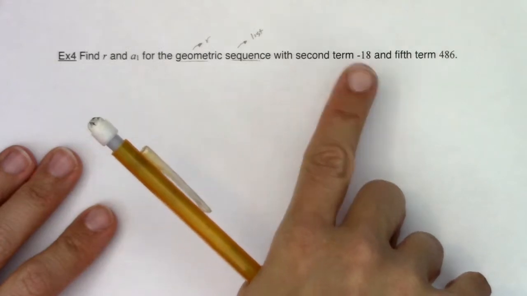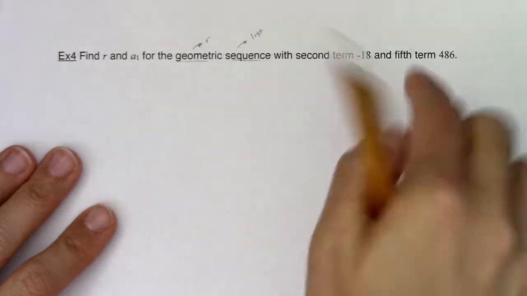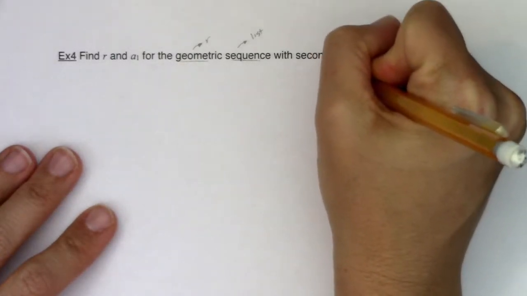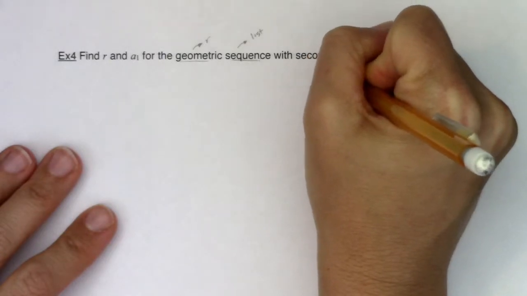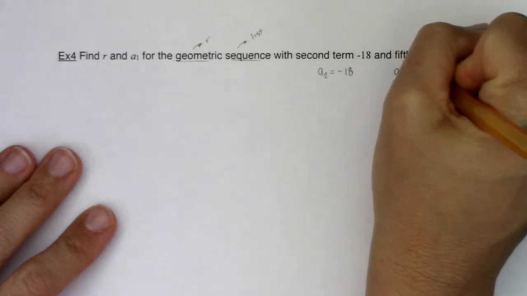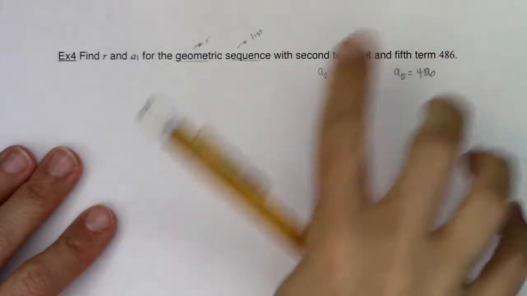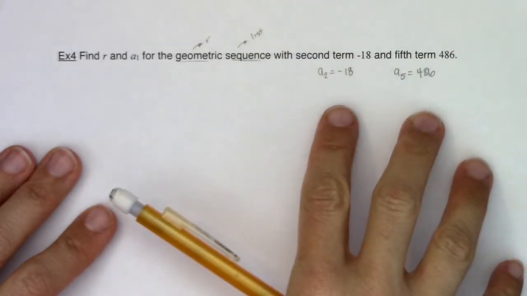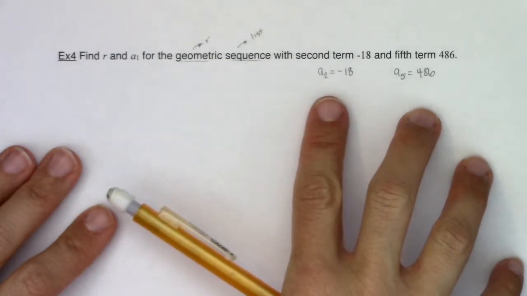It tells me the second term is negative 18 and the fifth term is 486. So I can interpret this as saying a sub 2 is equal to negative 18 and a sub 5 is equal to 486. So I wanna keep those in mind. That's the information that they gave us.